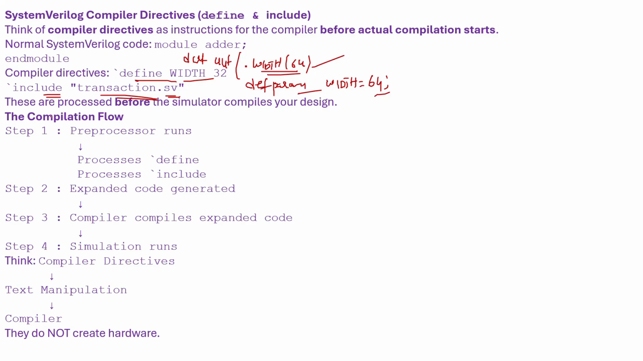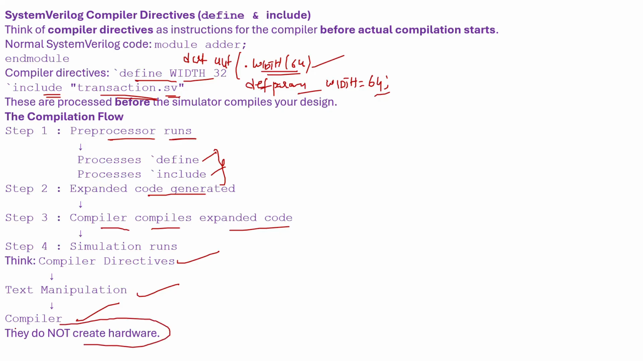So, `include compiler directive: the preprocessor runs, that means before compilation, `include and `define, all these things, are executed. Then the expanded code is generated, and the compiler compiles that expanded code. Before entering into the simulation, the compiler handles all the compiler directives. They are text manipulation and do not create any hardware. Remember, compiler directives are not creating hardware. Just some parameters and some classes you are importing.